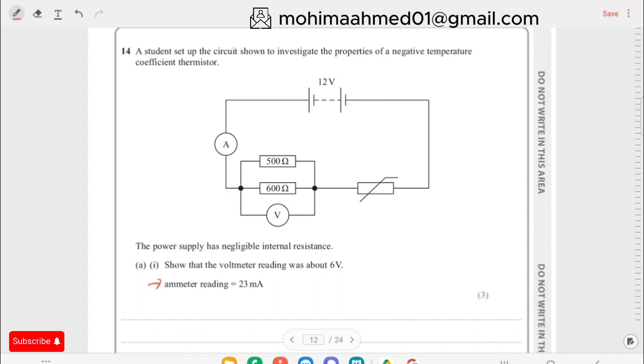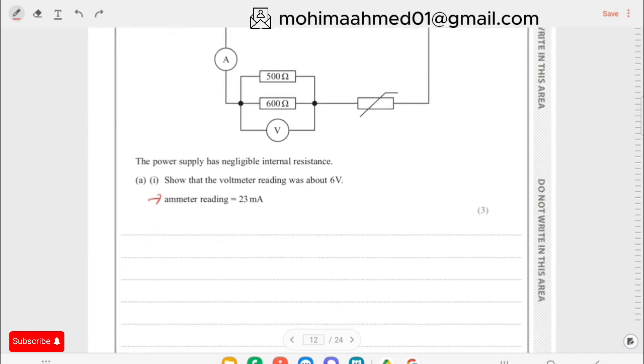Now we are just concerned about this parallel combination over here, because the voltmeter was only connected across this parallel combination of these two fixed resistors of 500 and 600 ohms. As all the components in this circuit are connected in series, they all have the same amount of current. So the current across this entire parallel combination would be 23 milliamps. We can write the total resistance for this section, using the formula for the parallel combination, because 500 and 600 are connected in parallel. So we are writing RP, the resistance for the parallel combination.